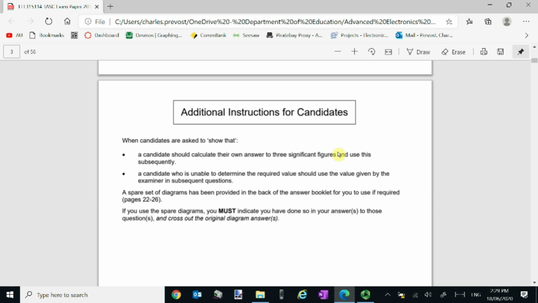If you aren't able to find that for some reason, so either you don't know how to do it or your answer isn't seeming to come up with exactly the right one, you don't go ahead and use your answer. Use the one that's provided for you if there's further questions that rely on that answer. Usually it indicates here that there's also spare diagrams and where they're going to be found.